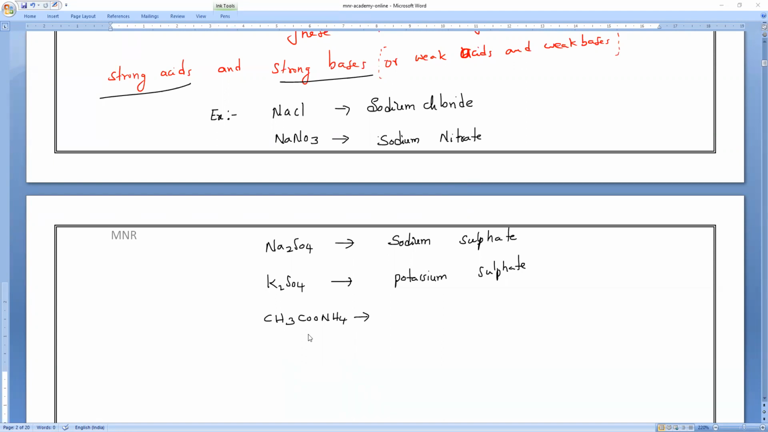Suppose you can see NH4 is there. What is that? NH4 means what? Ammonium. And CH3COO we used to call something. What is that? Acetate. Yes or no? Yes, sir. Ammonium acetate. Don't give a chance for anything, Harish.